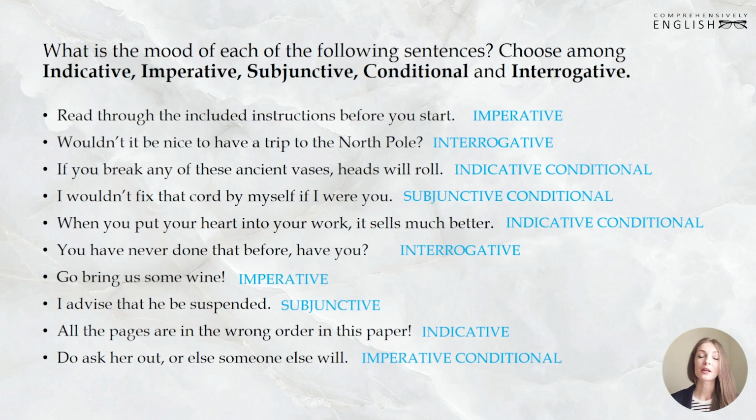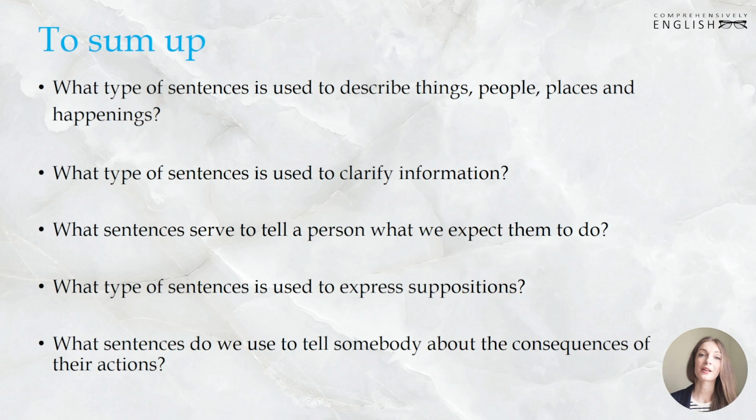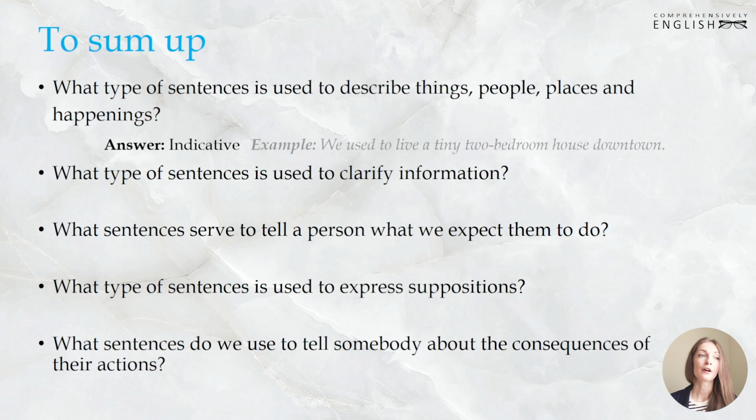That's why I will have a separate video on the conditional sentences and on the subjunctive mood on this channel. There you will find all the answers to your questions about the subjunctive mood. Now let's sum up what we have learned in this lesson. What type of sentences is used to describe things, people, places, and happenings? The answer is the indicative mood. For example, we used to live in a tiny 2-bedroom house downtown.